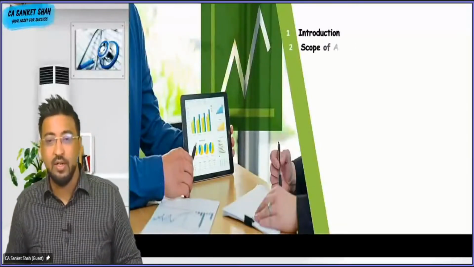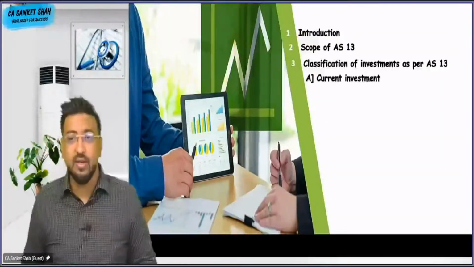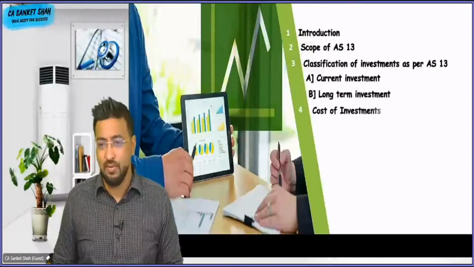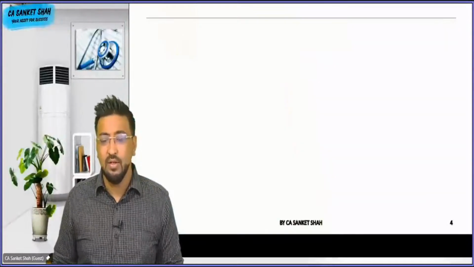So what we are going to see in this chapter? Overview. Number 1, introduction. Scope of accounting standard 13. So then classification, so current investment, long-term investment, cost of investment. So देखते हैं. So first one, introduction.